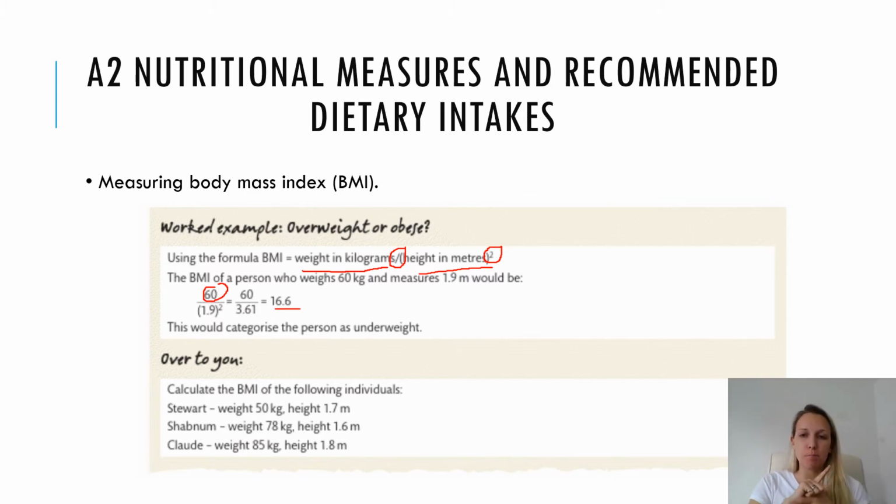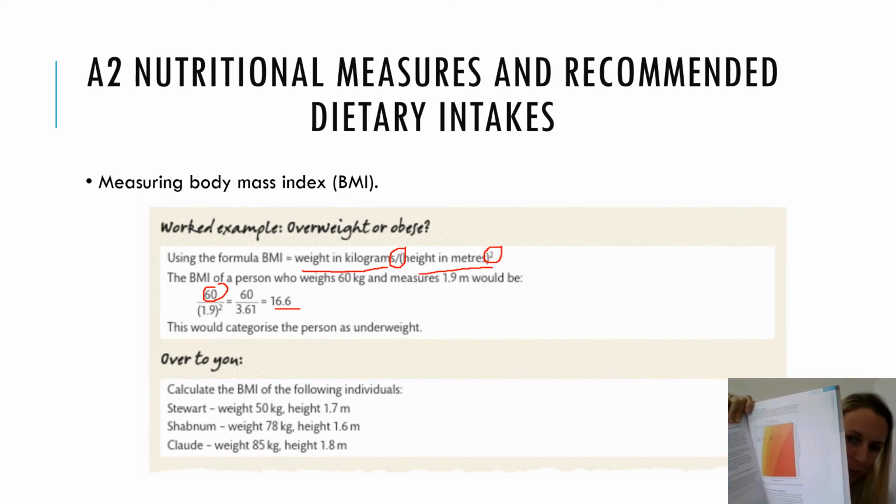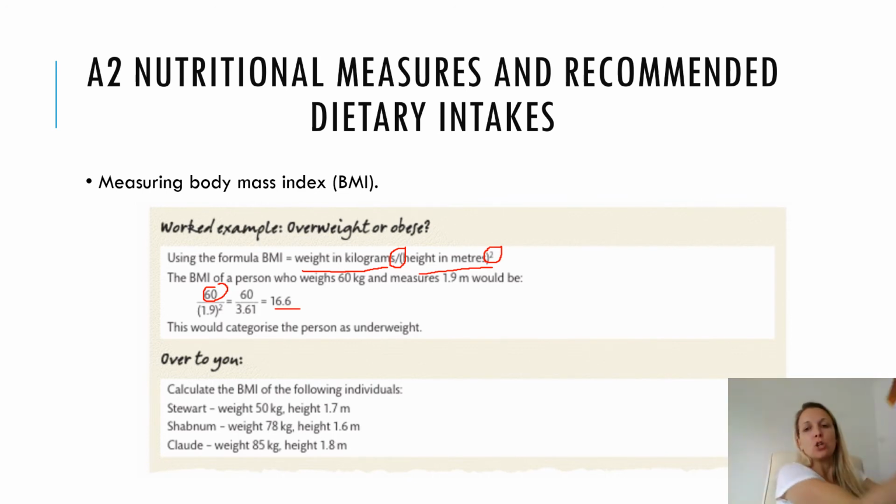So this person's BMI is 16.6. Now, this is categorized as underweight, but I want you to look. Go to your textbook, go to page 471 and look at this table. What you're doing is you look down one side at how tall they are, along the other side at how much they weigh, and then you meet in the middle and it tells you what their BMI is.